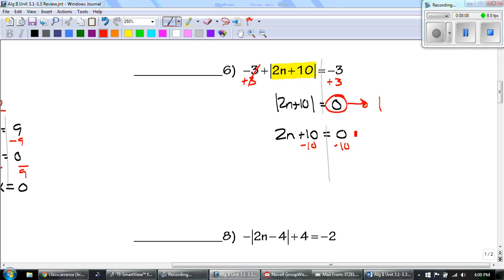We're going to subtract 10 from both sides. 2n equals -10. And divide by 2. We get n equals -5. So for number 6, there is only one solution.